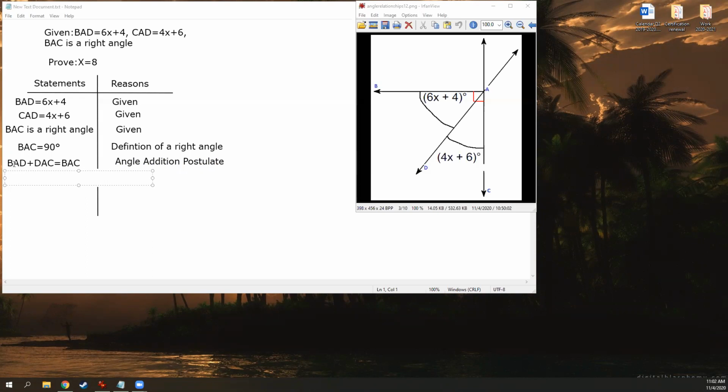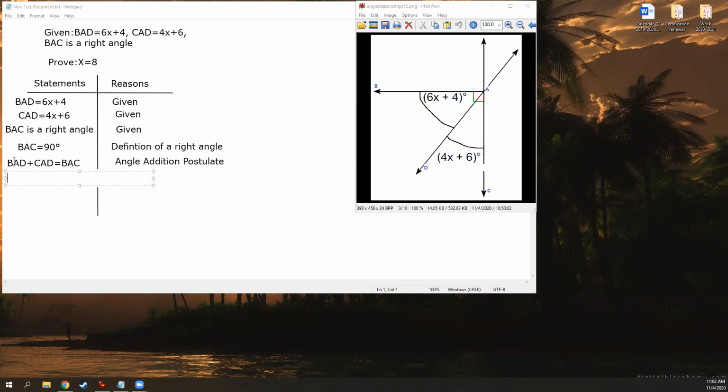So we've got BAD plus DAC equals BAC. Now, oh, I should change that. DAC is the exact same thing as CAD, right? They're exactly the same, it's just different order. I'm going from C to A to D or DAC. I just realized that I was going to confuse some kids if I didn't flip that. Okay, back on here.